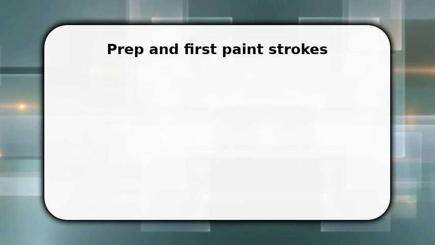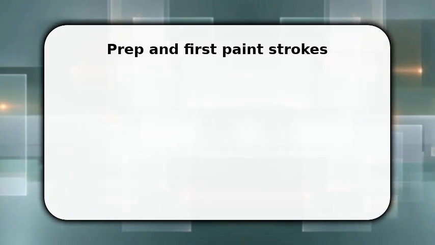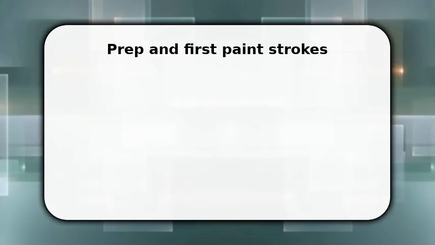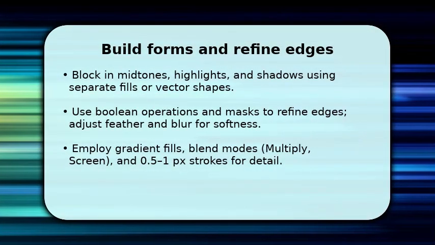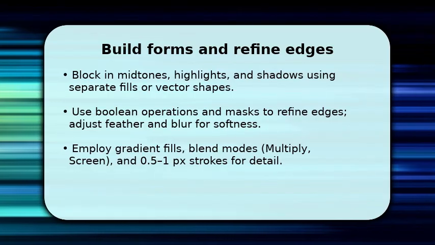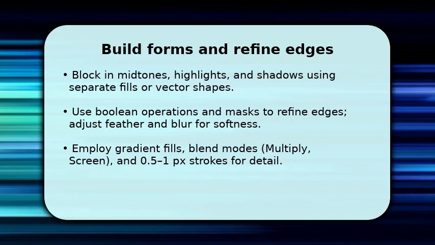Set opacity and pick swatches that match your palette. Once done, make a first pass with broad shapes to establish composition and color proportions. Now you block in the main forms, midtones first, then highlights and shadows, so you can read volume quickly. Use separate fills or vector shapes for each value and apply Boolean operations to merge or subtract forms. Masks help you limit paint without erasing. Apply feather or background blur to soften transitions.